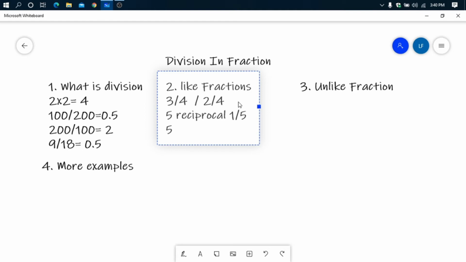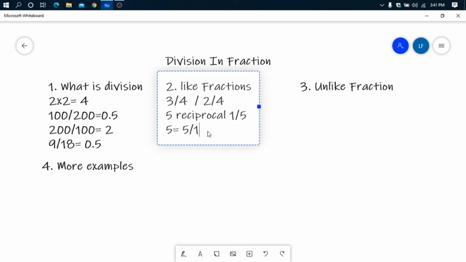5 can also be written as 5 by 1, right? So when we take a reciprocal, we switch the numerator and the denominator's places. The denominator comes into the numerator's place, and the numerator, which is 5, comes into the denominator's place. So the reciprocal is essentially this.